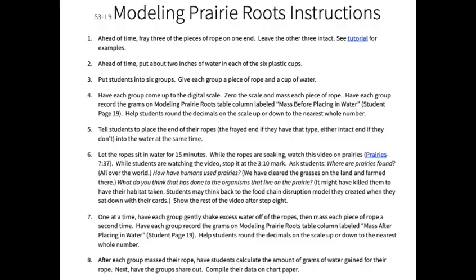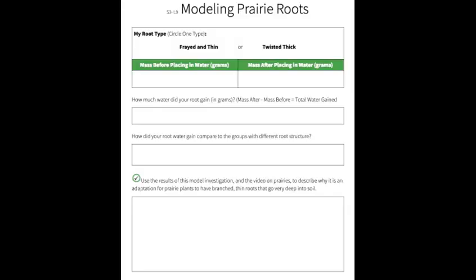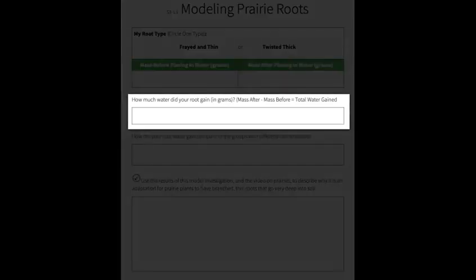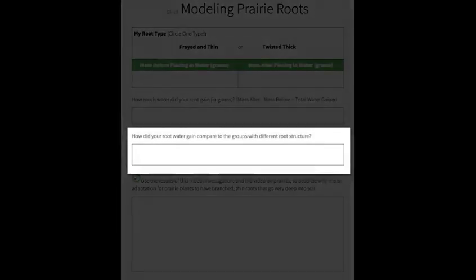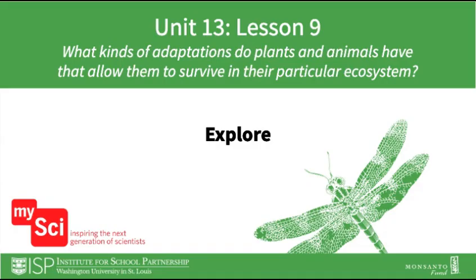Support for this activity is here in the teacher pages, and also in this tutorial. As students model prairie roots, they will need access to this student journal page. Here they will record the amount of water their root gained and compare with other groups. In this tutorial, students will work in small groups to model prairie root systems.